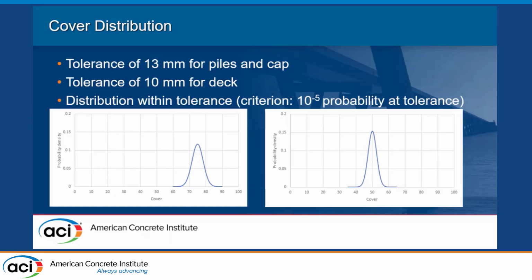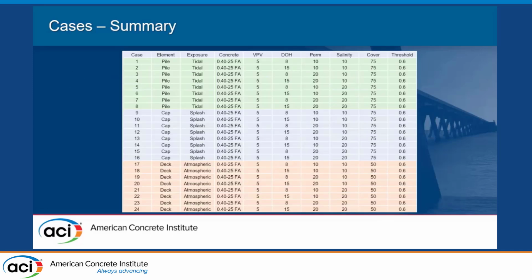And for the purpose of those calculations, I've decided that all the bars would be within tolerance, which is not necessarily the case in practice. Sometimes there's a 95% factor, but I use tolerances that assume that both boundaries of the tolerance interval were reached with a criterion of 10 to the minus 5 probability. So that gives a distribution that's mostly within the acceptable tolerance.